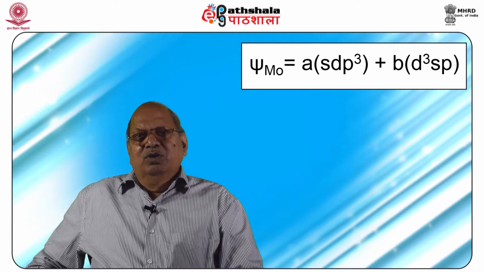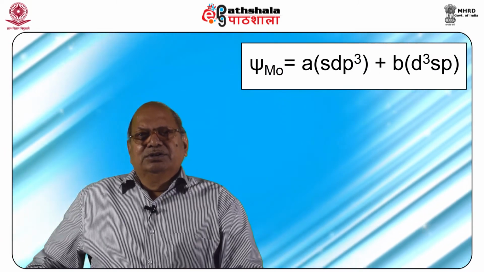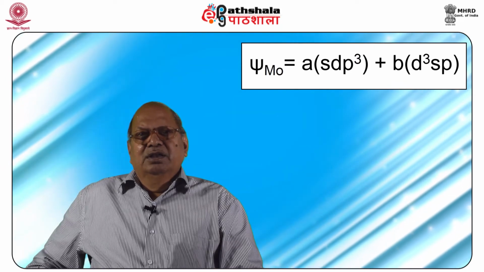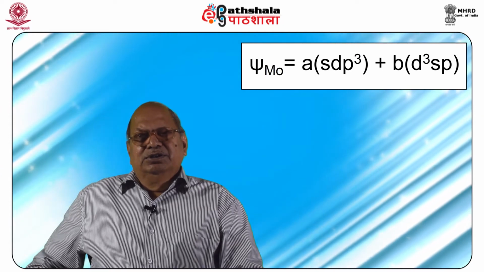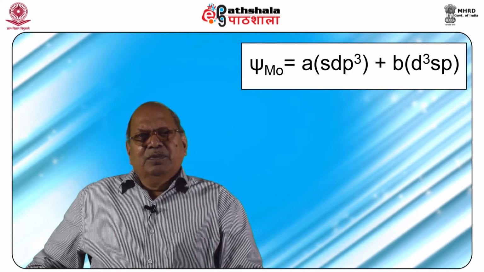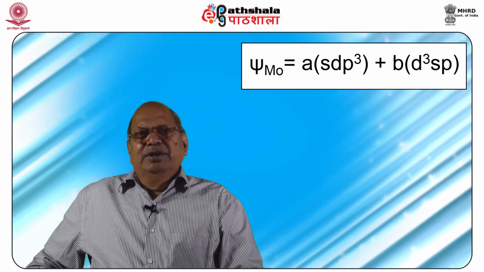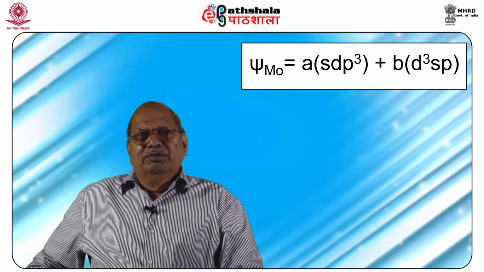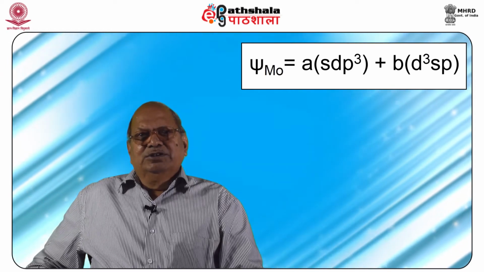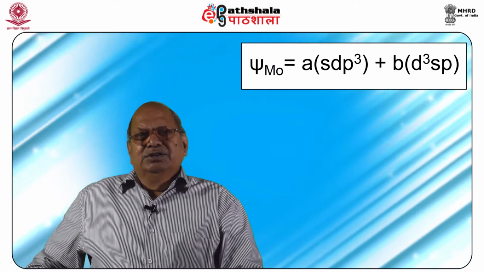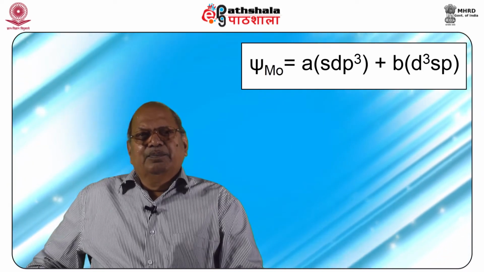So for MoCl5, the hybrid orbitals on central molybdenum are A times sdp3 plus B times d3sp, where A and B are nearly equal. That is, the 5 and 6 combinations contribute equally to the hybrid orbital. For phosphorus, it is only A times sdp3 that we generally take.